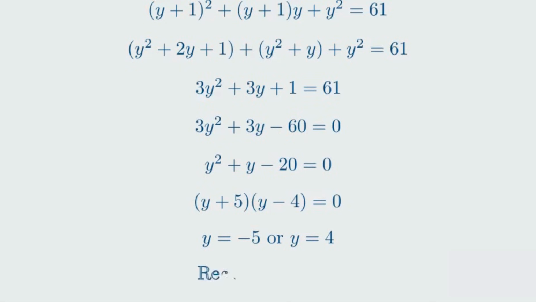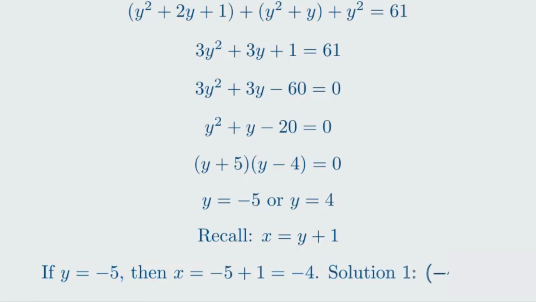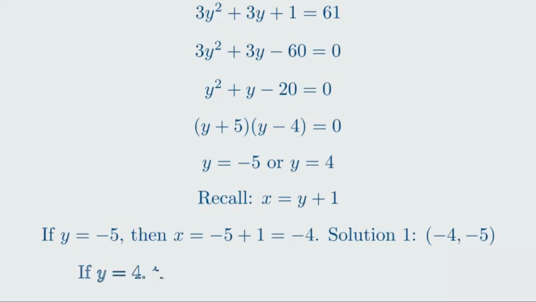If y is -5, then x is -5 plus 1, which is -4. This gives us our first solution pair. X equals -4, y equals -5. If y is 4, then x is 4 plus 1, which is 5. This gives us our second solution pair. X equals 5, y equals 4.